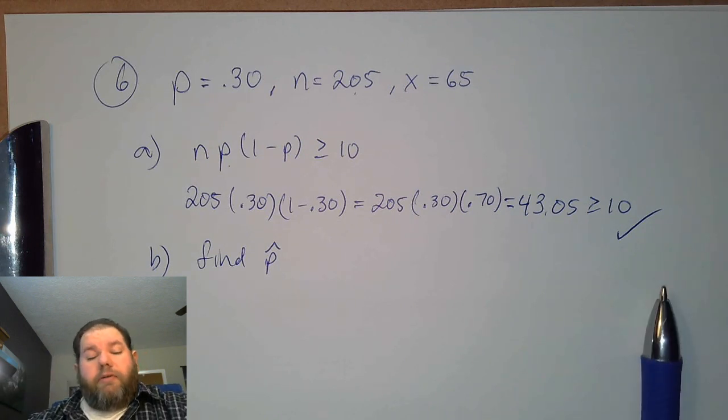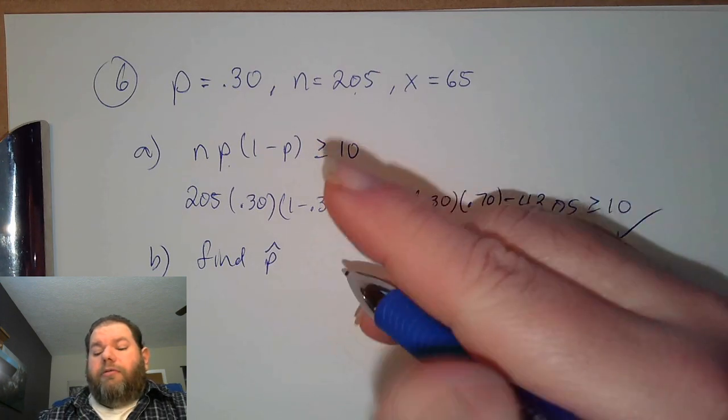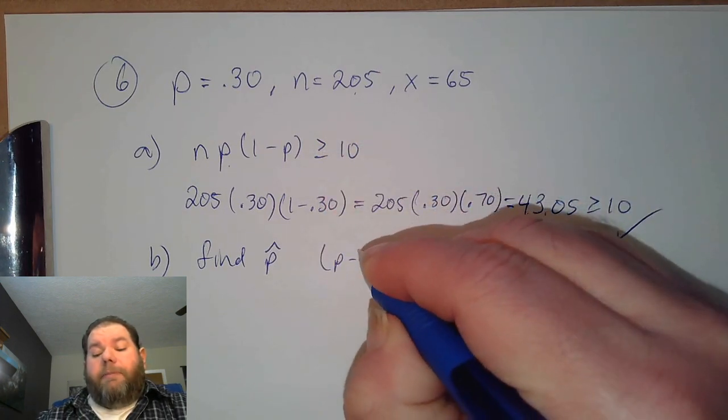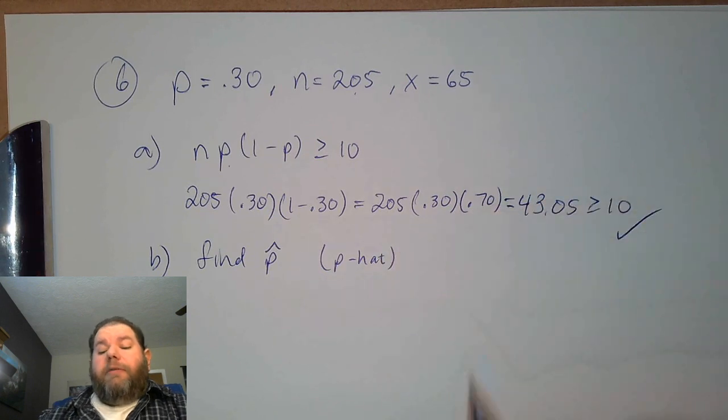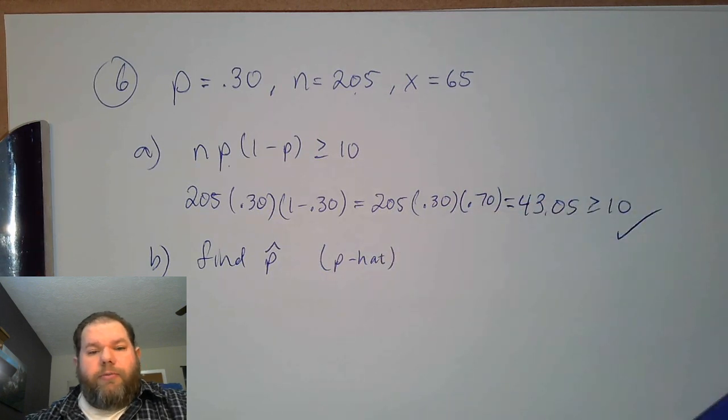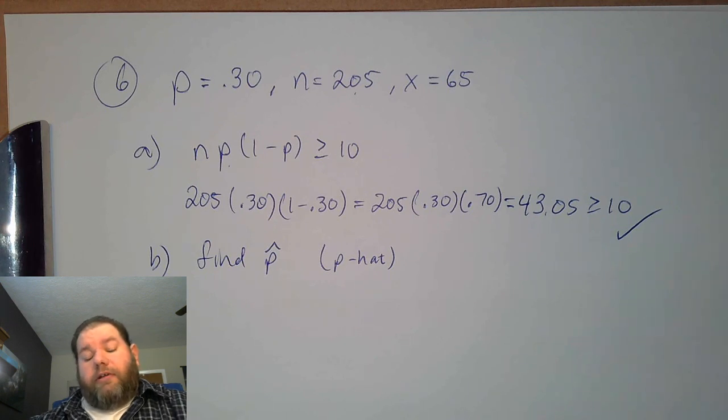For our part B, we want to find p hat, which on the test I've referred to as p hat because I don't know the keyboard shortcut to put the hat on the letter P. Anyway, I could have looked it up, but I was kind of in a rush when I was putting the test together. I was more focused on the answers being correct than anything else.